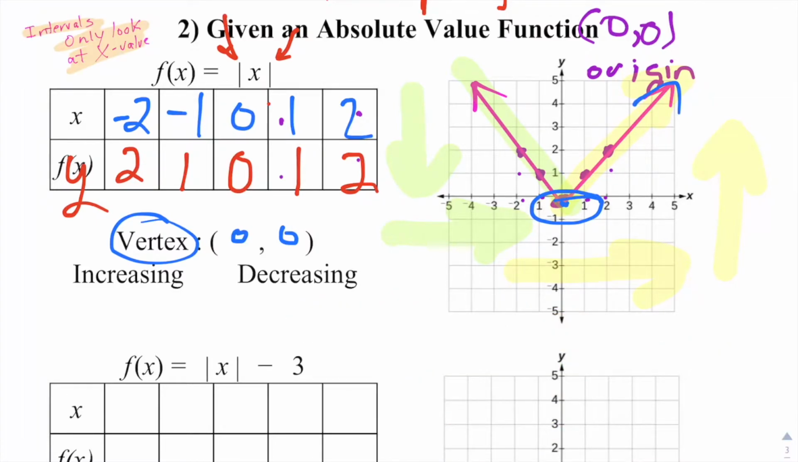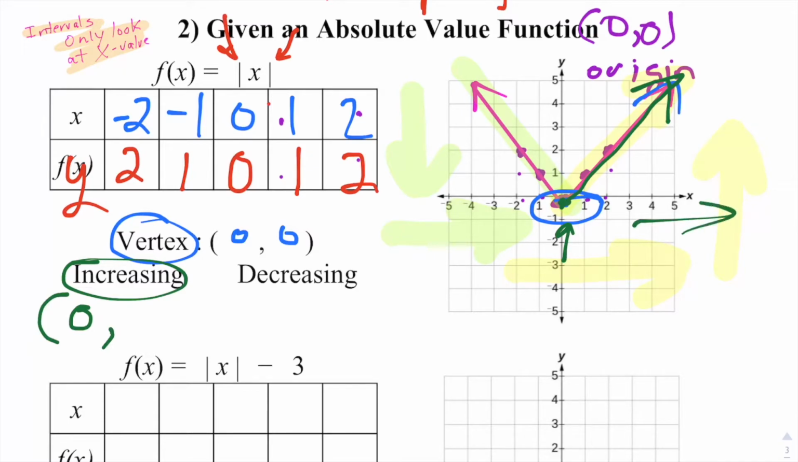So knowing that I'm only dealing with x values, let's find my increasing. Well, I start increasing right here at the origin, and then I increase all the way, and this arrow means I go on forever. So the x value at the origin right here is 0. That's where I start increasing. And then my x value all the way out here forever and ever, if you remember from middle school, the largest positive number we can have is infinity. So my increasing interval is going to be from 0 to infinity with this absolute value function.